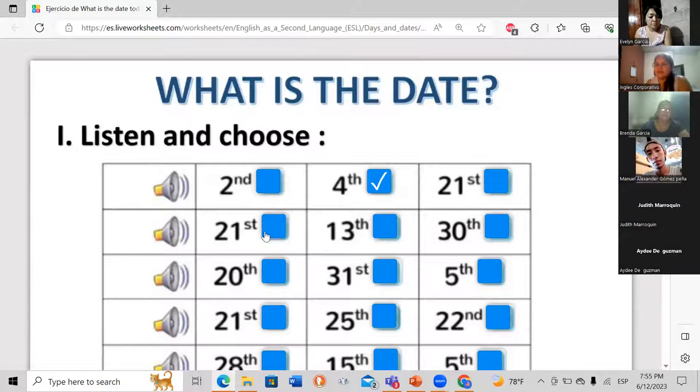Okay. Selena, number two. The 30th. 13th or 30th? 30th. Okay, this one, right? Okay, Natalie? The 5th. The 5th. Repeat. The 5th. Okay. Isabel? The 22nd.